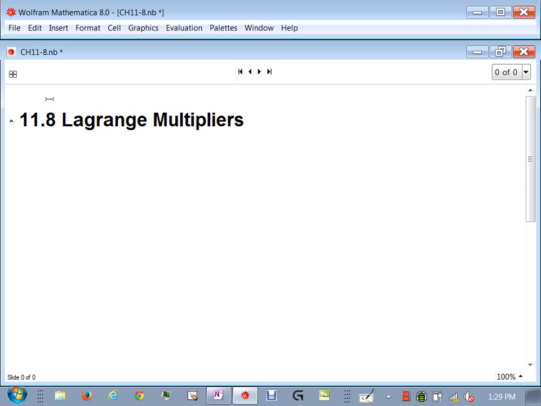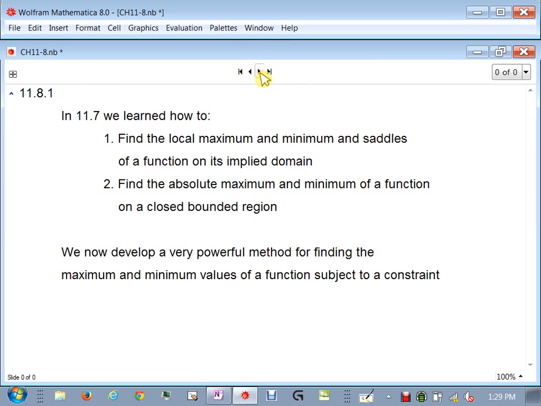This is a method that was developed for helping us find maximum and minimum values like we were before, right? We were finding max and min, but this is used when we're trying to take a function and find a max or min of it on some constraint, some restriction of its domain. And so this method is the one we employ.